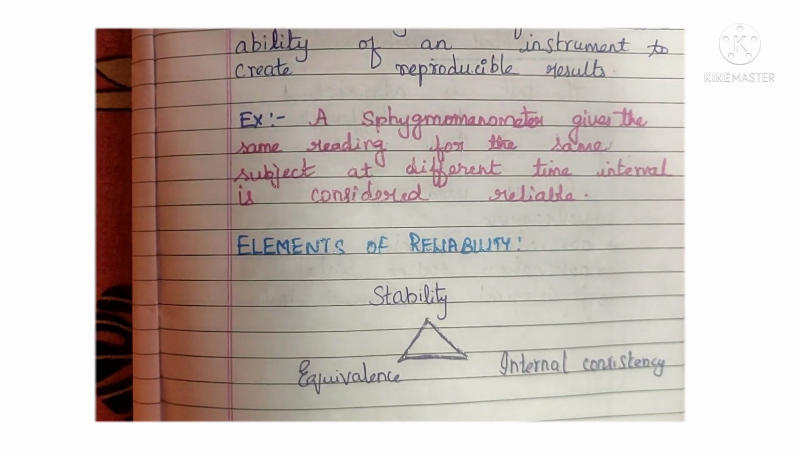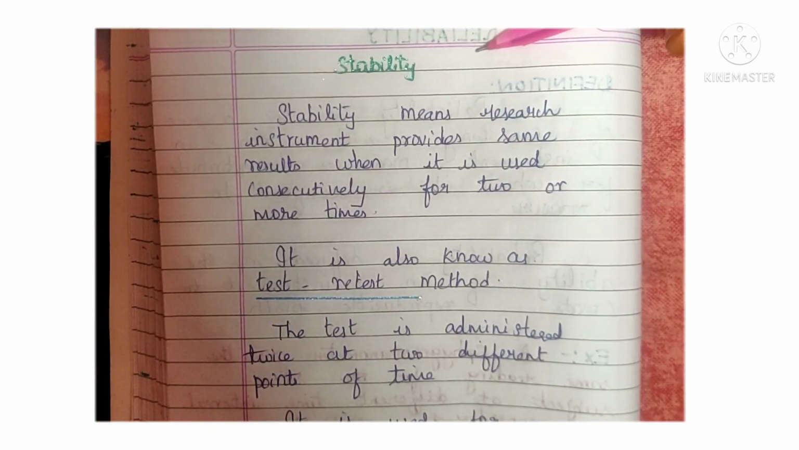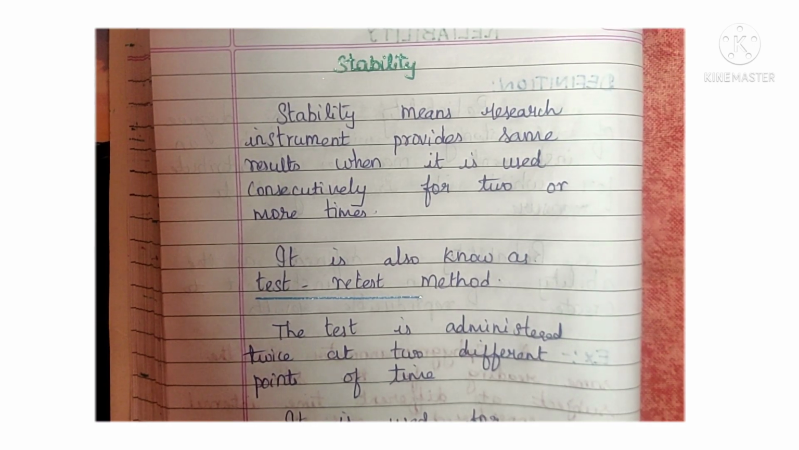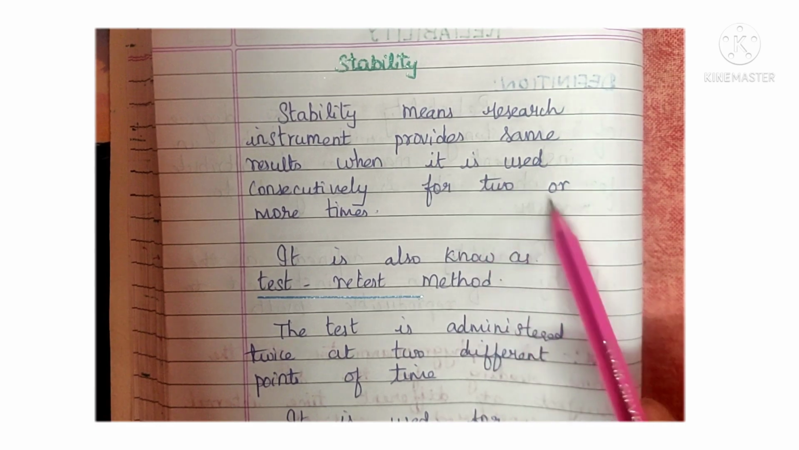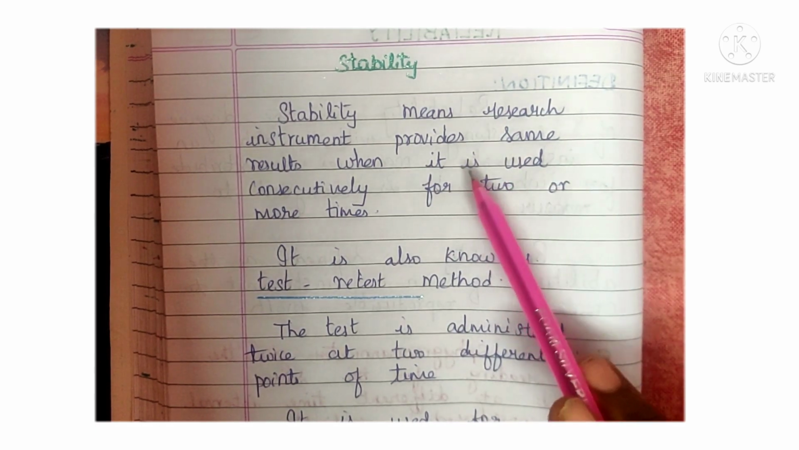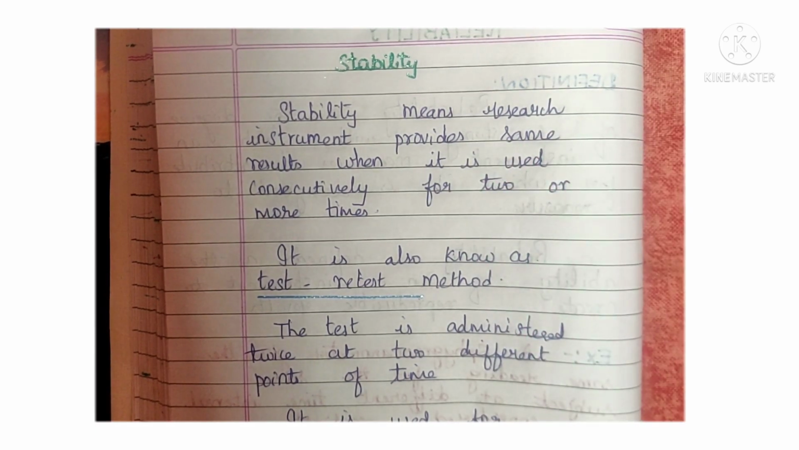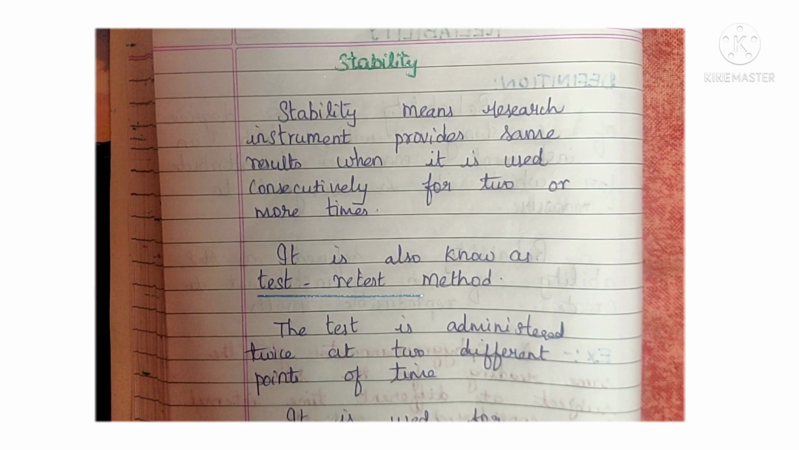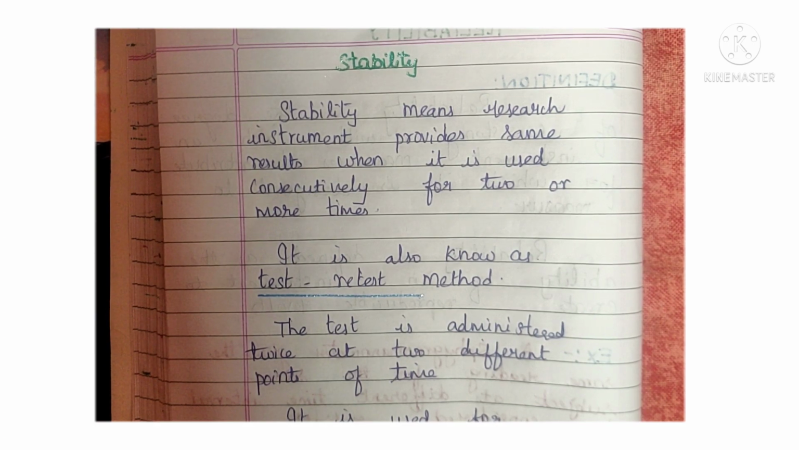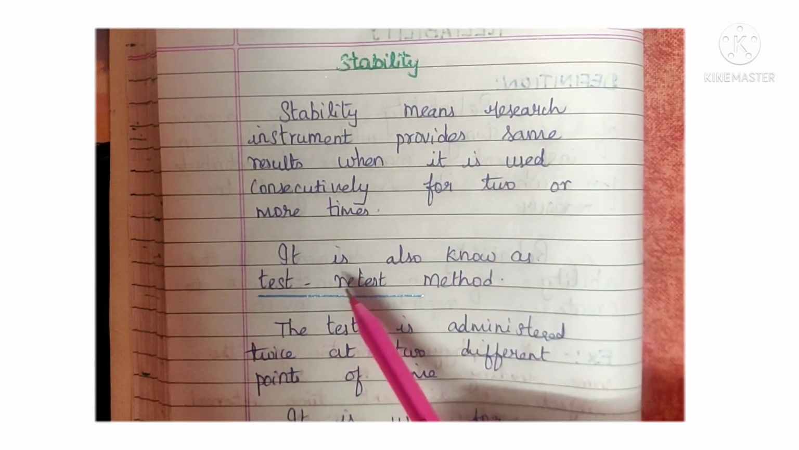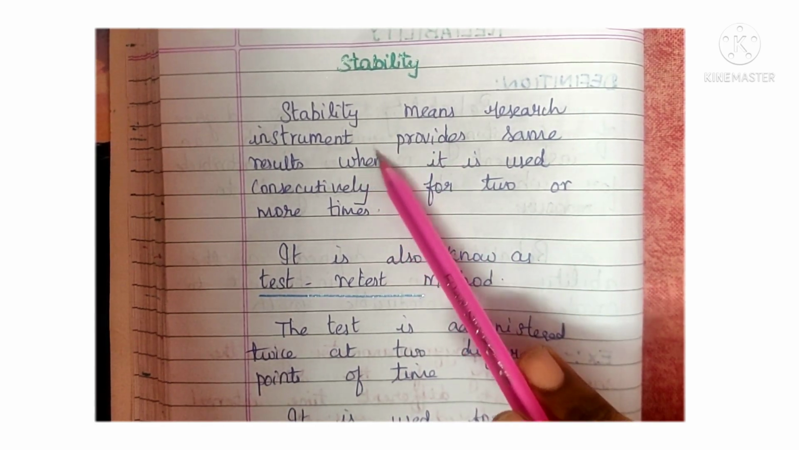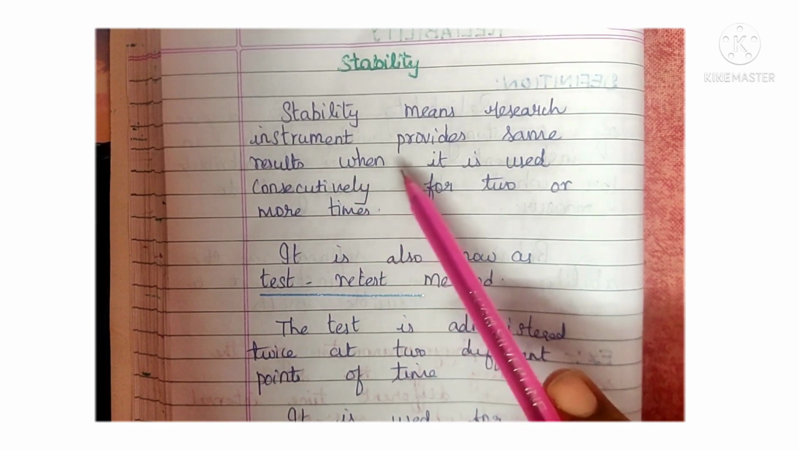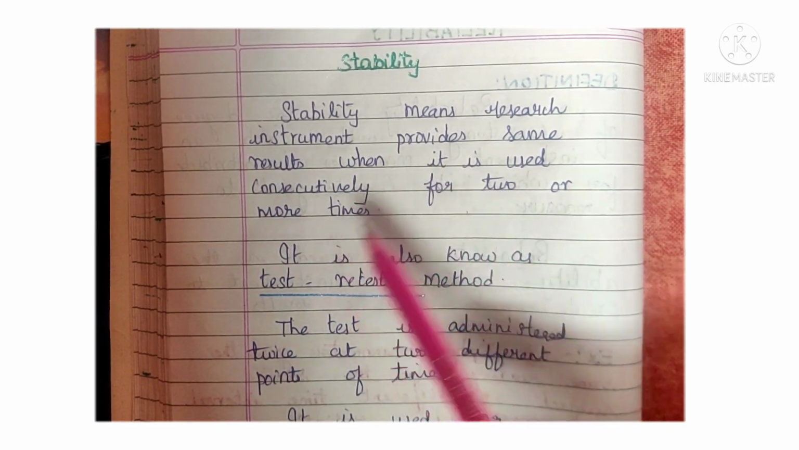What is stability? Stability means the research instrument provides the same results when it is used consecutively two or more times. The research instrument can be a questionnaire, a rating scale, a checklist, or a biophysiological tool or instrument. When you use that data collection instrument or tool, it will produce the same results when it is used consecutively two or more times.